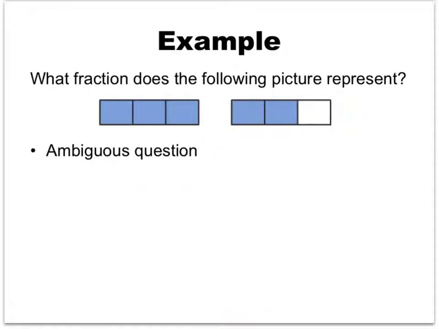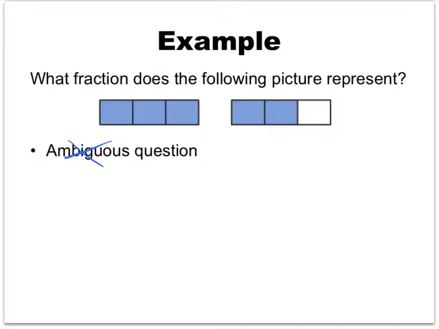So the problem with this word problem is that it was ambiguous. Ambiguous means that it really didn't give us enough information for us to definitively answer the question. Because the question didn't specify what the whole is, there's lots of different ways to interpret it. And when we write word problems, we do not want them to be ambiguous. We want to write questions in such a way so that there's only one answer.